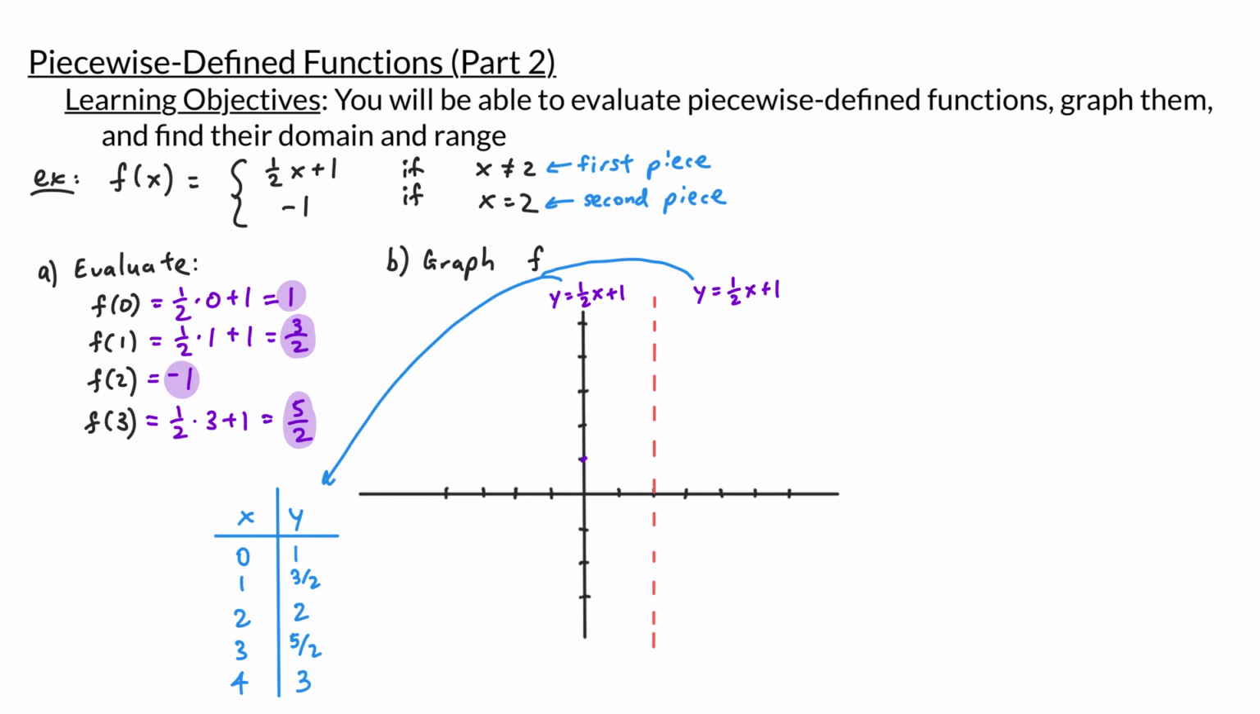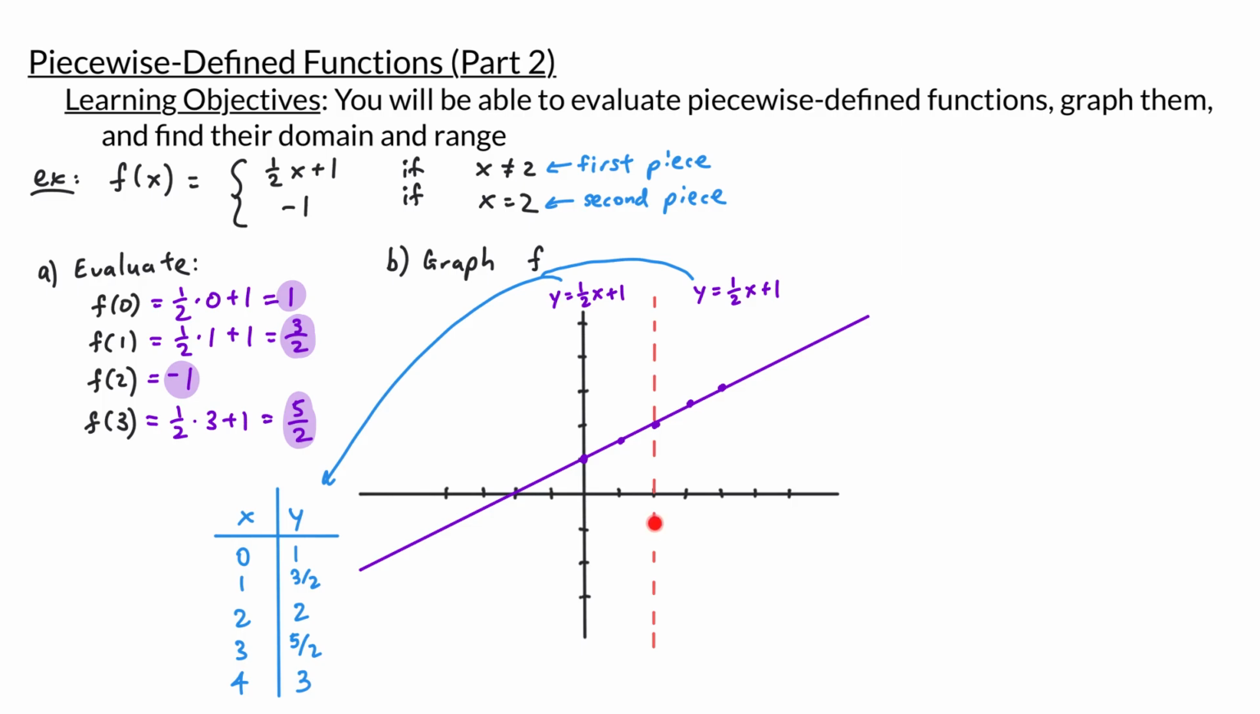We have (0, 1), we have (1, 3/2), we have (2, 2), we have (3, 5/2), and then (4, 3). Let's connect our points here with a straight line. Now, before we can move on to the second piece of our graph, we need to check the boundary.